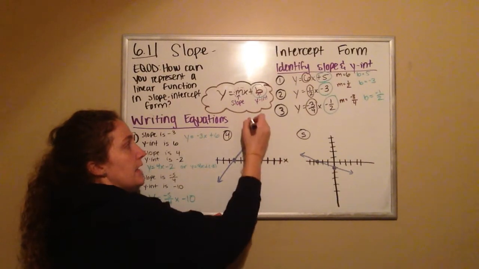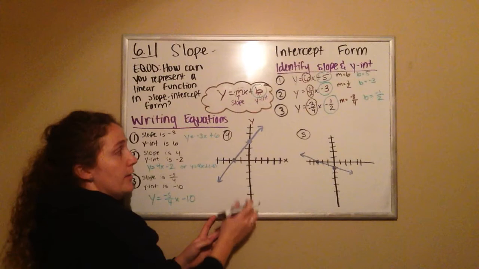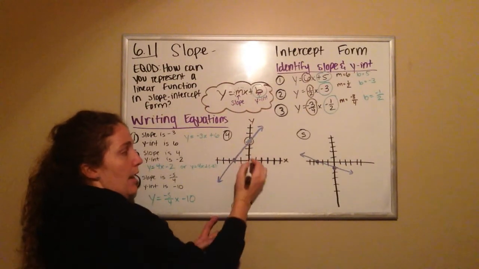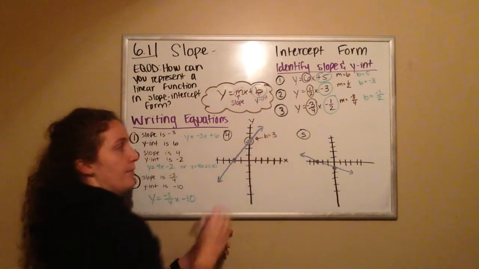So we have our x-axis and our y-axis. So we're going to be looking on our y-axis for our y-intercept, and we find our y-intercept right here, which is at 1, 2, 3. So our y-intercept is 3.